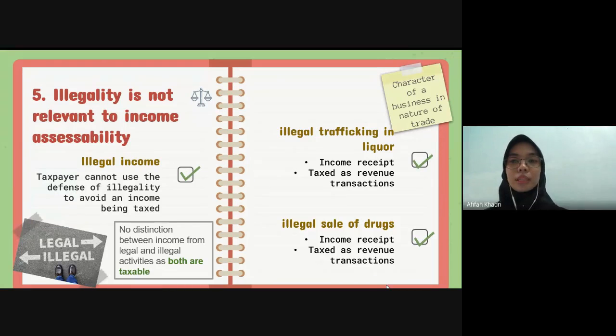For example, here is illegal trafficking in liquor and illegal sales of drugs. It is considered as income receipt because it is related to the main activity of their business. So, they will be taxable. Now, we will look at a more detailed example.